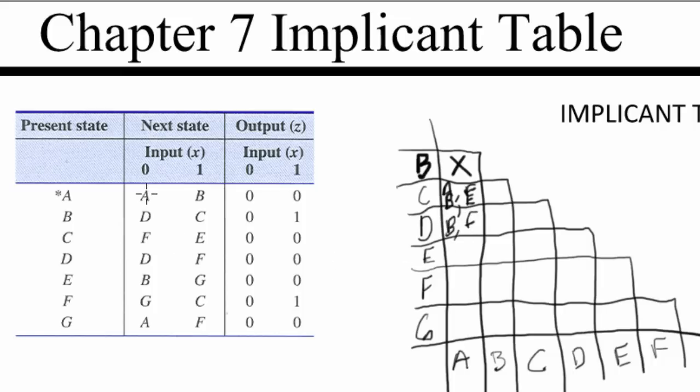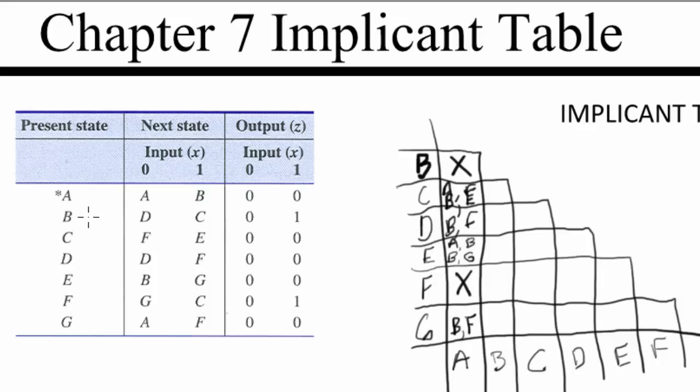Now we're comparing row A with row E. Okay, A and B and G have to be the same. Now I'm comparing row A with row F. I can't because the outputs don't match. So I put a big X. They can never equal each other as states. How about A and G? Yes, but A equals A, that's redundant. B and F have to be equal.